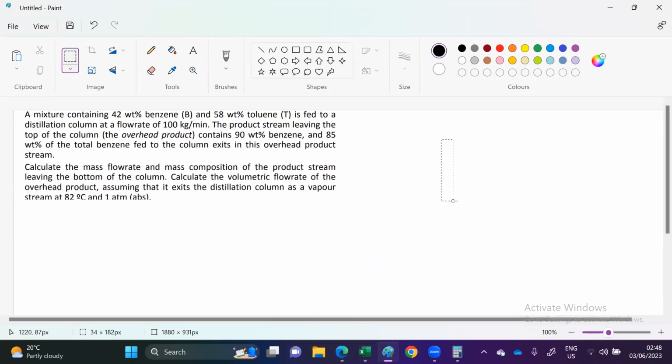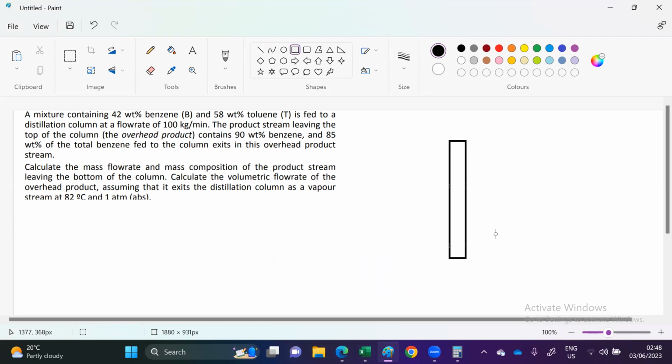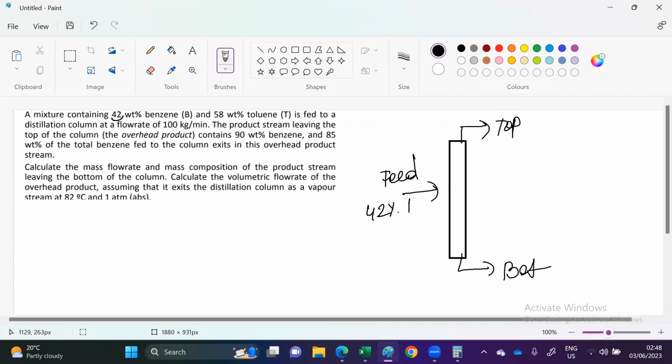Okay, this is again a distillation column, so I will directly select this one. Again, we have feed, overhead and also bottom, right? Top, bottom, and feed. Let's see which components are given. Containing 42 weight percentage, which is mass, benzene, and the remaining most probably is toluene. The flow rate is also given, 100 kilogram per minute.